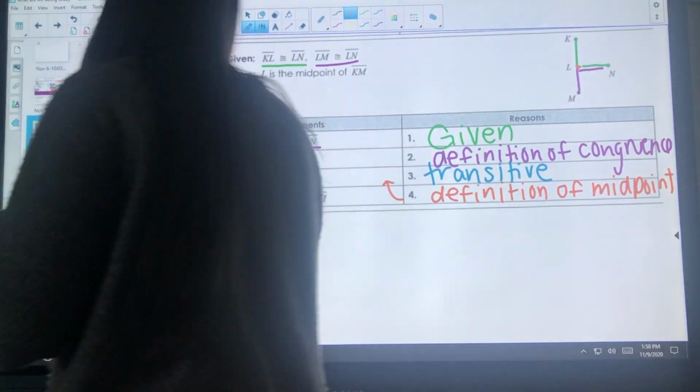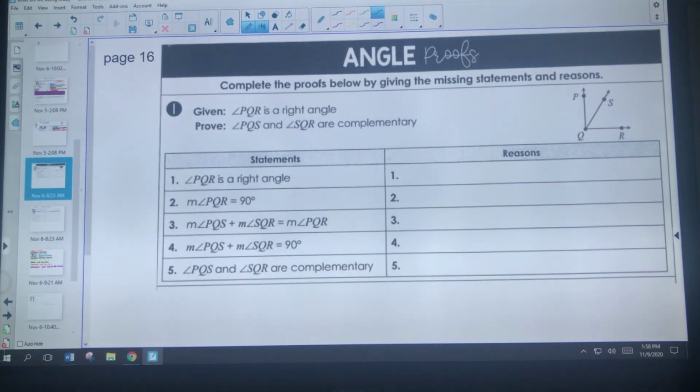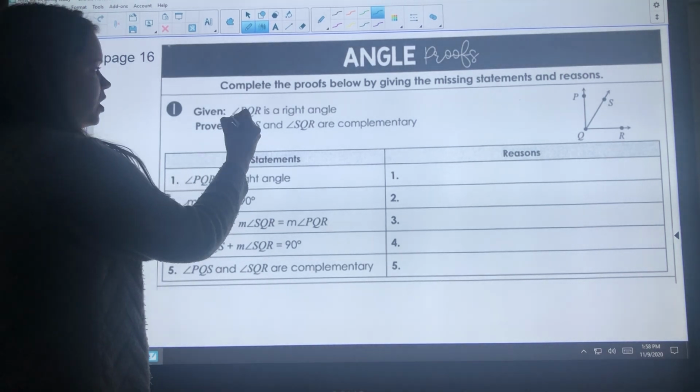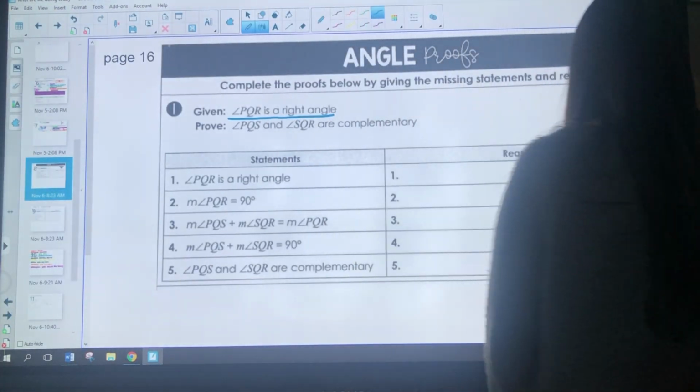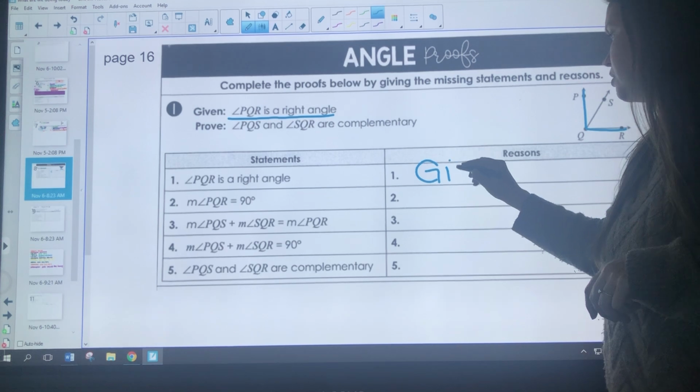Let's do a couple about angles. And I'll just kind of help you see the patterns. All we know is that PQR is a right angle. PQR is right here. And that's all we know and all we can use. So we start with the given information.